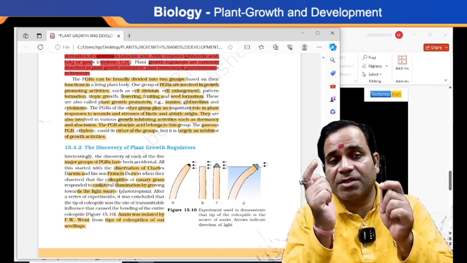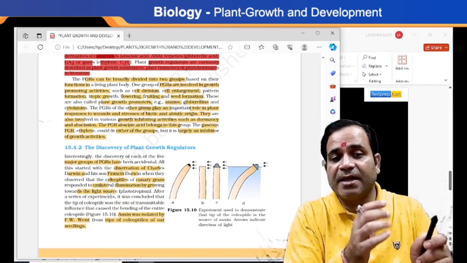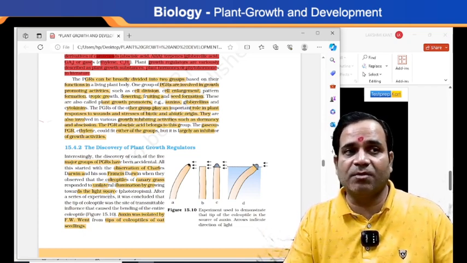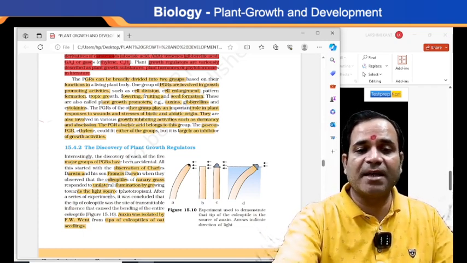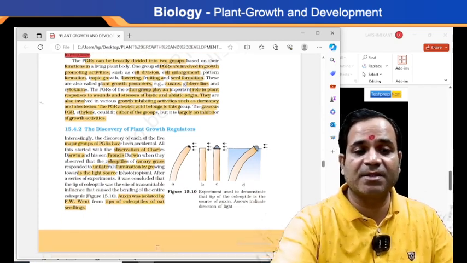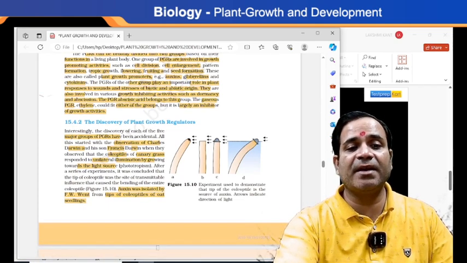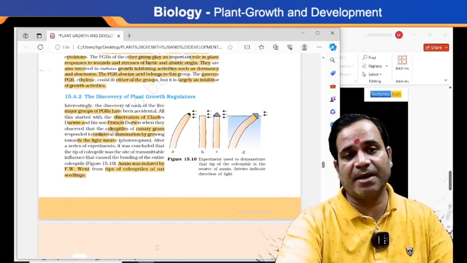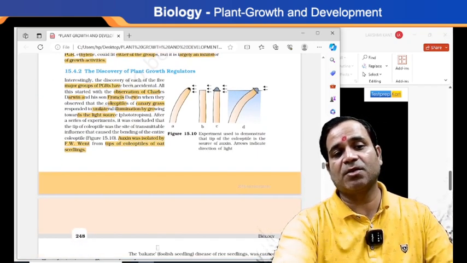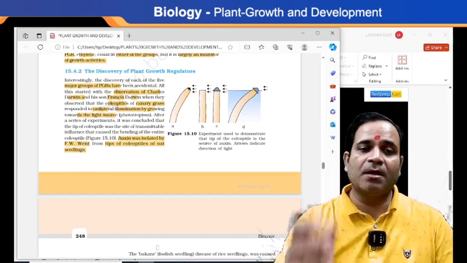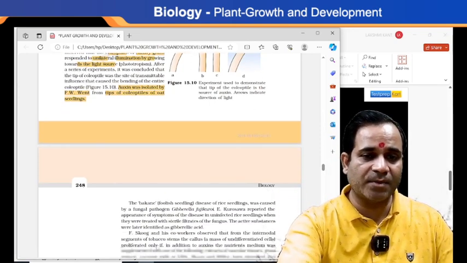Here the scientists state that movement in plants takes place. Yes or no? The plant can also move. So if I'm saying plants can move, this is how they move. This was observed by the scientists Charles Darwin, as well as his son Francis Darwin, my dear. And this auxin was isolated by the scientist F.W. Went, my dear.